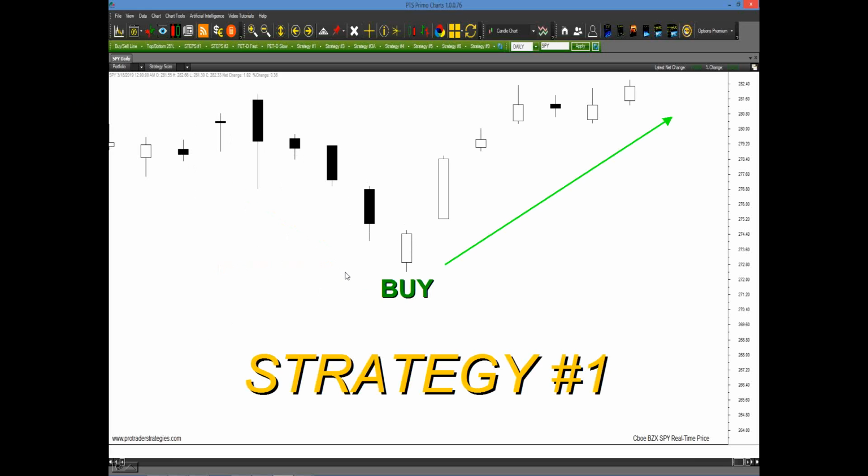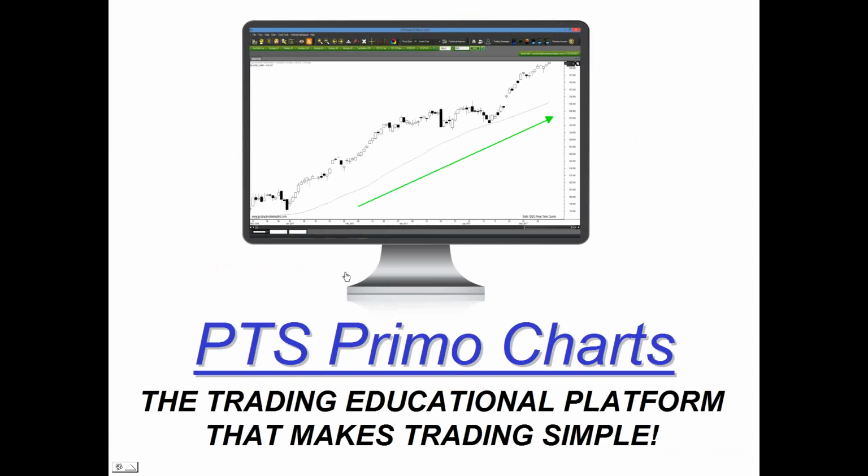I'm going to share with you the entry rules to this particular strategy. And you're going to see how simple it is to apply on our platform. All of the examples I'm sharing with you today have all been generated using the PTS Primo charting platform. I developed this with Pro Trader Strategies to make trading simple.